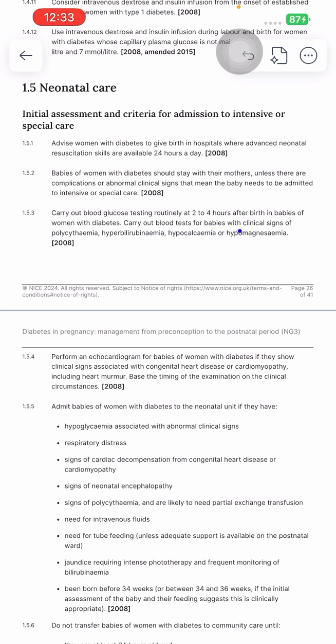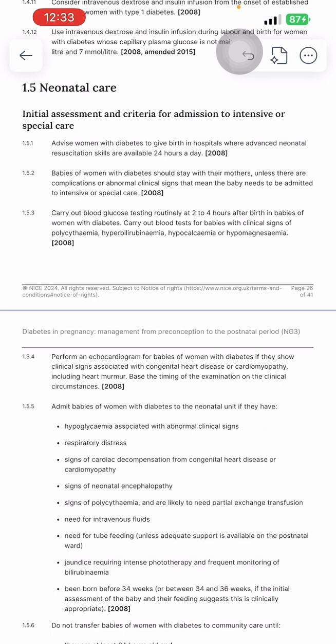Carry out blood tests for babies with clinical assessment of polycythemia, hyperbilirubinemia, hypocalcemia, and hypomagnesemia. So these babies may develop these types of complications, so you have to take blood for these. And perform an echo for a baby of a woman with diabetes if they show clinical signs associated with congenital heart disease or cardiomyopathy, including heart murmur, basing the timing of examination on the clinical circumstances. Admit the baby to neonatal care if they have hypoglycemia associated with abnormal clinical signs.